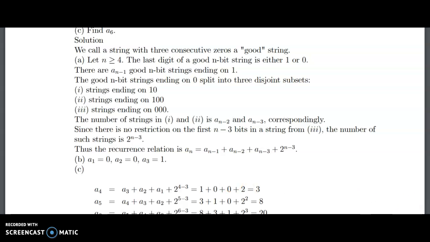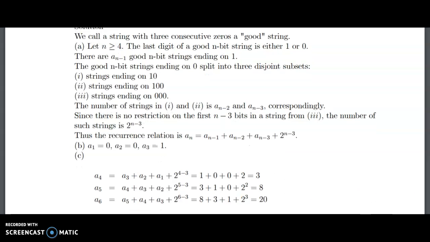And for C, we first find A4, just replacing the recurrence relation n with 4, we have this. And we know everything on the right hand side, so we get 3. For A5, we replace in this recurrence relation n with 5, we get this equality. And again, on the right hand side, everything is known, so we evaluate, we get 8.